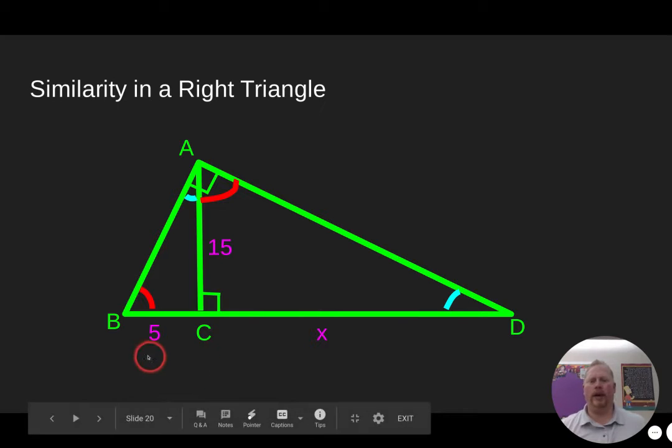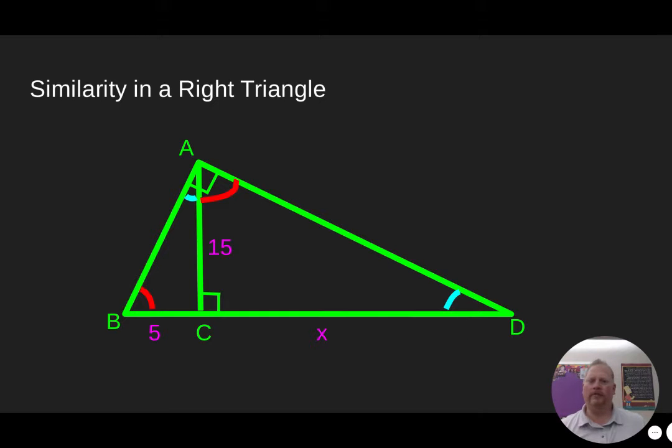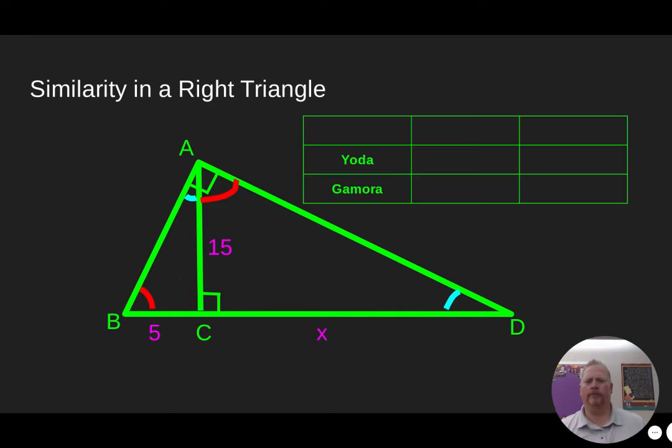So here's an example where I give you some lengths, and I want you to find how long segment CD is. So what I would do is I'd find one of those 3 segments that I just talked about that's in 2 different triangles. In this case, side AC. So side AC is in both the baby Yoda triangle and the Gamora triangle.